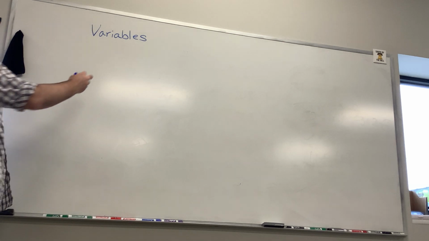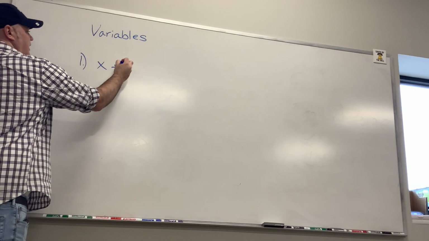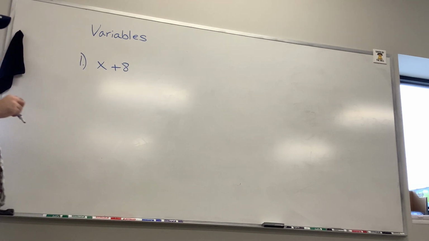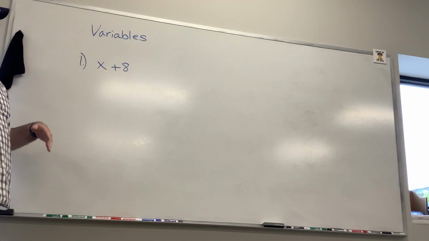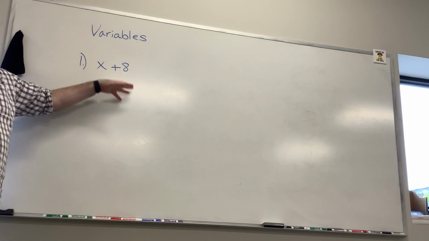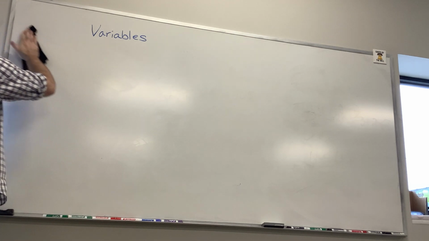So I could have x plus 8, and put in a 7 for x and you get 15, or you could put in a 3 for x and get 11. So you can plug in different values depending on what x is, and that expression right there stays the same. So that's kind of as far as we went with this.